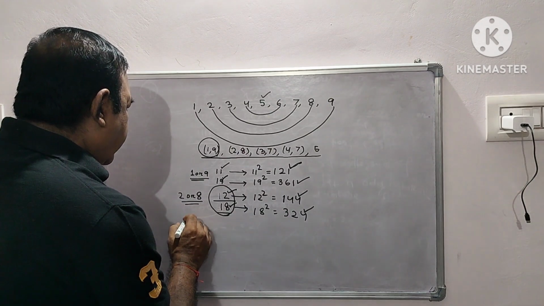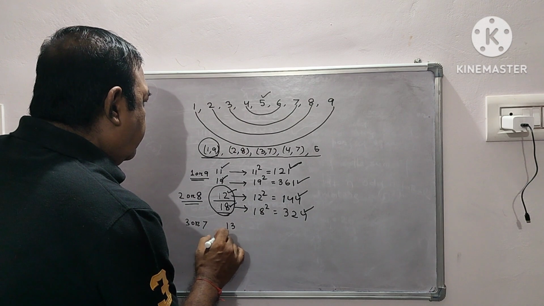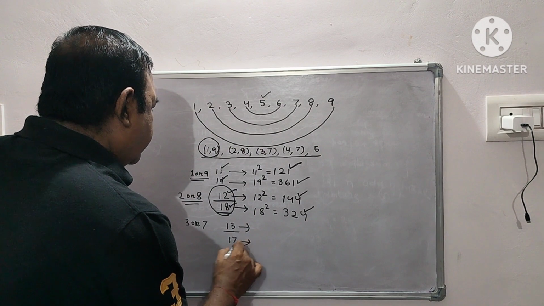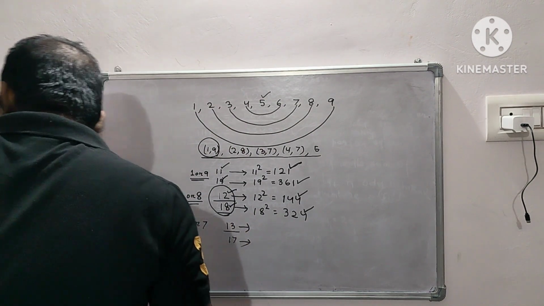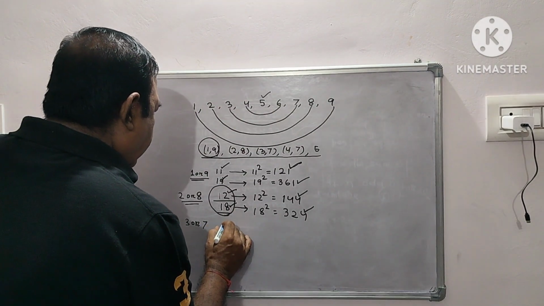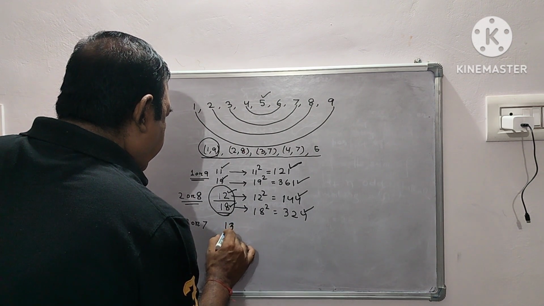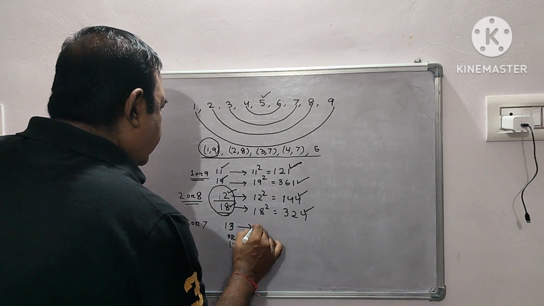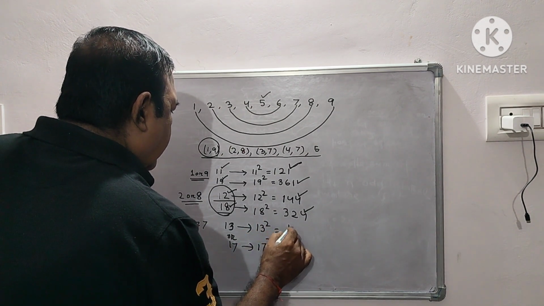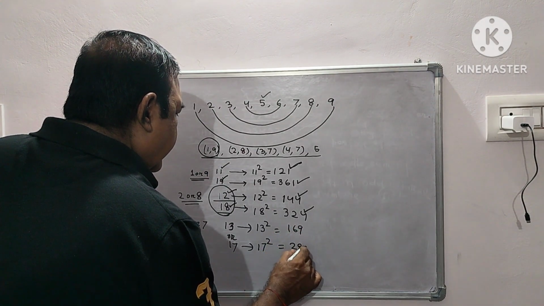Then come to 3 or 7. So 13, or you will take the case of 17. It is now 13 or 17. In both these cases, we will do 13 square and 17 square. That is equal to 169, and this is 289.